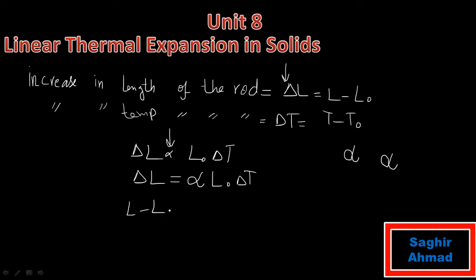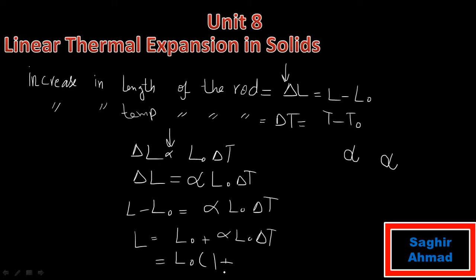You know that del L is equal to L minus L naught is equal to alpha L naught del T. If I shift L naught to the right side of the equal sign to calculate the final length, L is equal to L naught plus alpha L naught del T. From here you can see the common factor is L naught, so I can take L naught common, and here I get L is equal to L naught times 1 plus alpha del T.